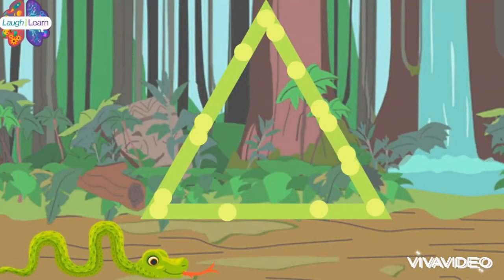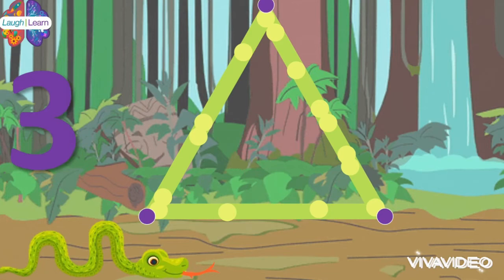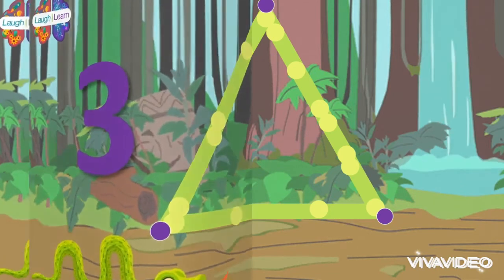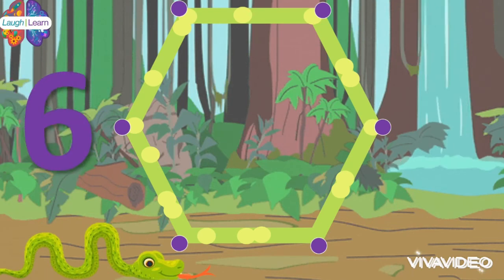Let's count how many corners are on a triangle. 1, 2, 3. There are 3 corners on a triangle. How many corners are on an octagon? 1, 2, 3, 4, 5, 6. There are 6 corners on an octagon.